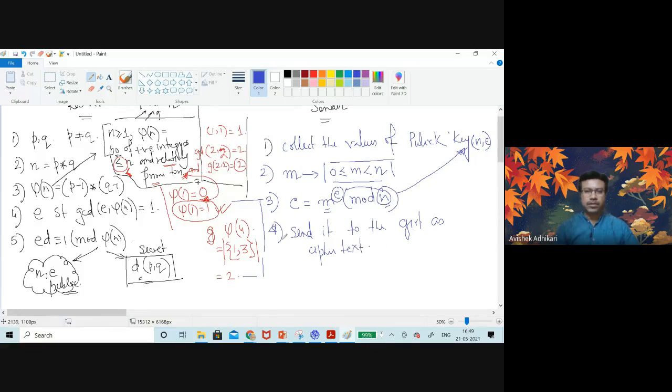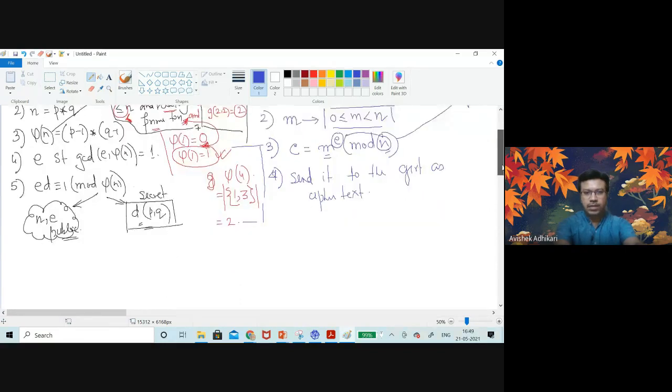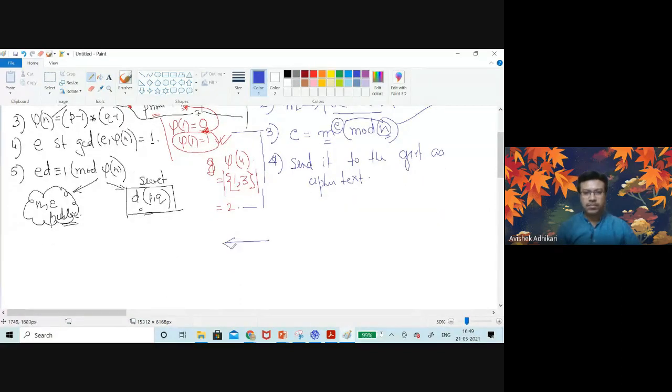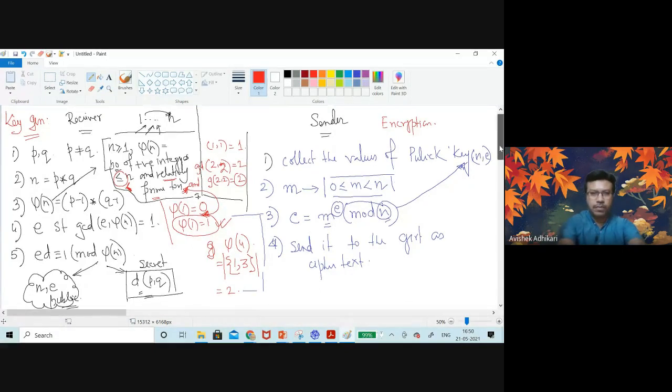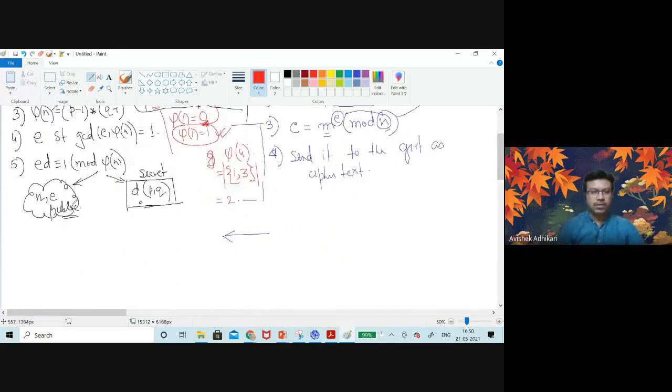Okay. So the girl will receive the ciphertext C. Now the point is how the girl will decrypt. So this is called the key generation step. This is called encryption. And now it's time for decryption, and that will be done by the receiver.